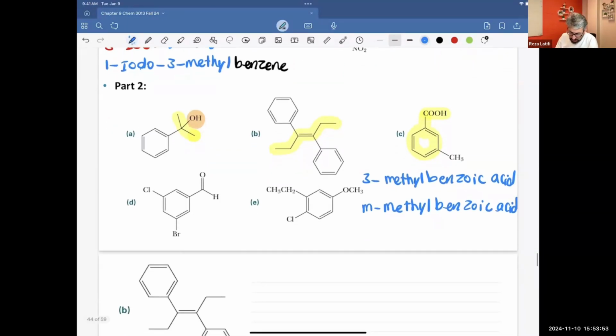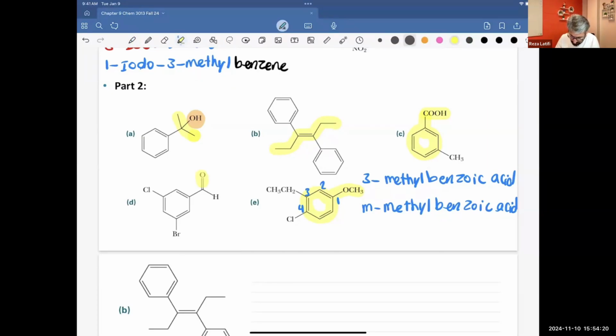Okay, next one we have a methoxy attached to the ring. So this one will be anisole, and you have chloro and ethyl there. So you can say this is going to be 1, 2, 3, forgive me, 1, 2, 3, 4. Okay, so on 3 and 4, you have chloro, ethyl, and chloro. Chloro will get priority over ethyl.